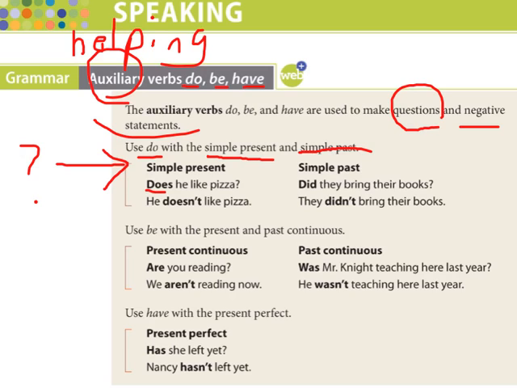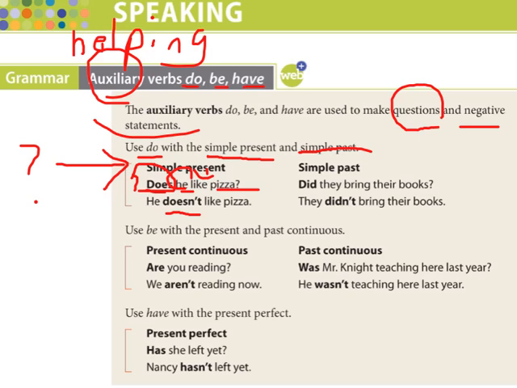Does he like pizza? We also use it to make negatives. He doesn't like pizza. Notice the word order for a yes-no question. We put the helping verb do or does before the subject, then the main verb, and the rest of the question. Notice that we've used does here because the subject is he, and he, she, or it use does.